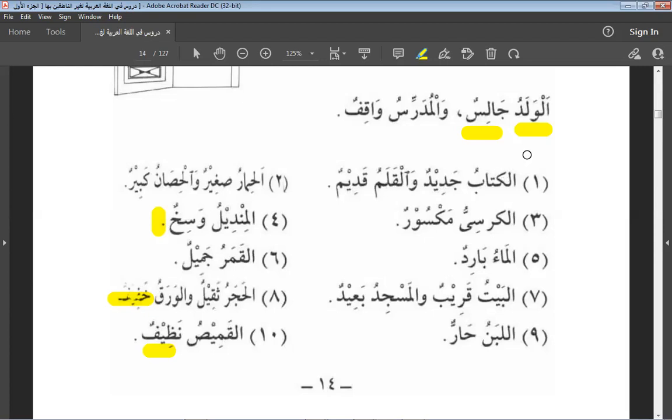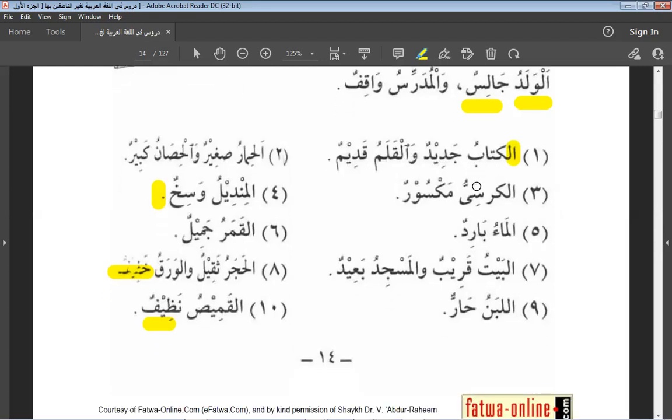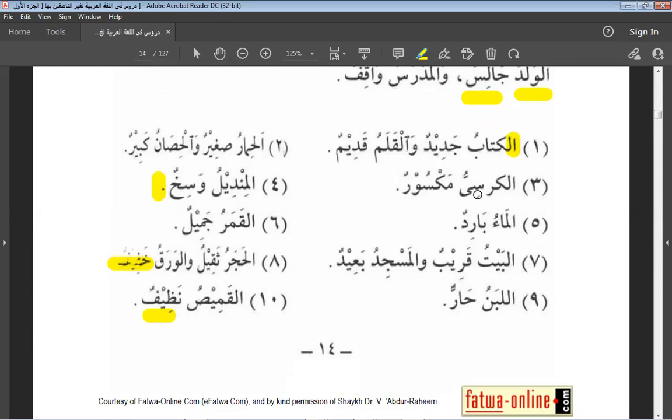Okay. In the same way, if you take out the alif al-lam and make the noun also indefinite, kitabun jadidun, it becomes the same thing: adjective and noun. Kitabun jadidun, a new book. So when we are making our nominal sentence, which is a complete sentence, we should know how to put the subject and how to put the predicate. Okay.